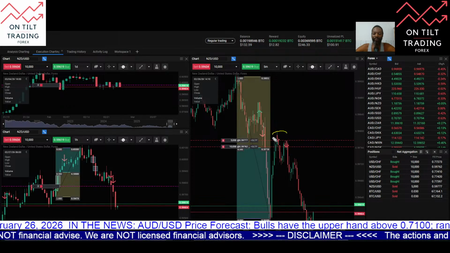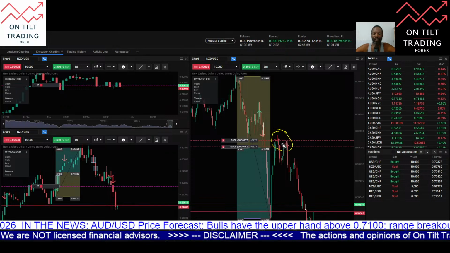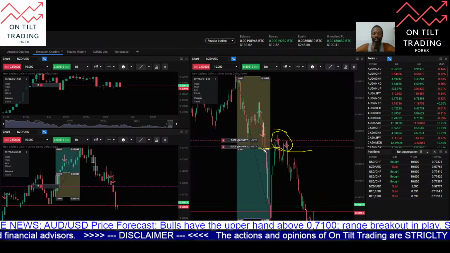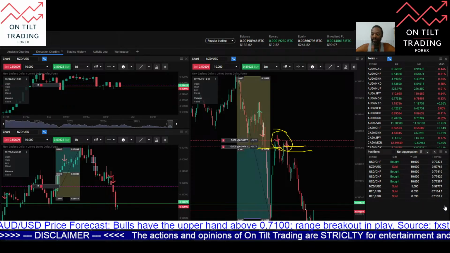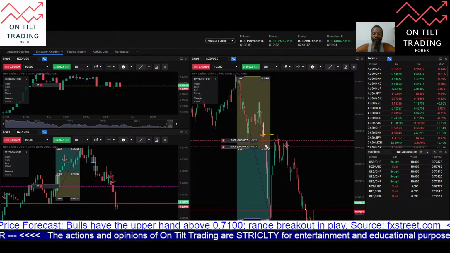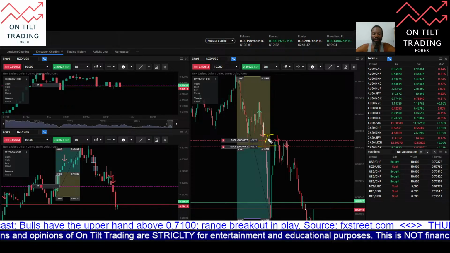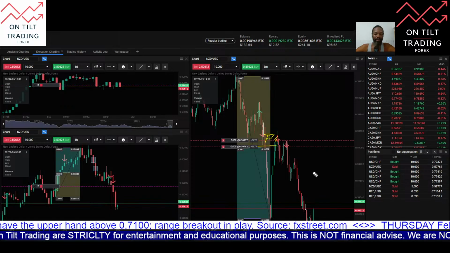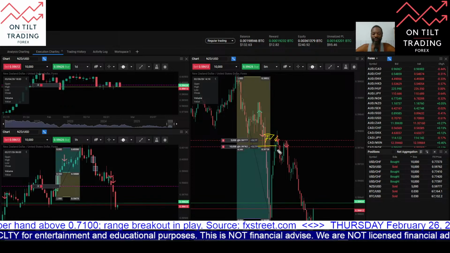But these are the two positions here that I put on. You can see they're right here at the equilibrium level. Also price pulling back into this bearish fair value gap here. So with that, I took these entries based on this pullback.